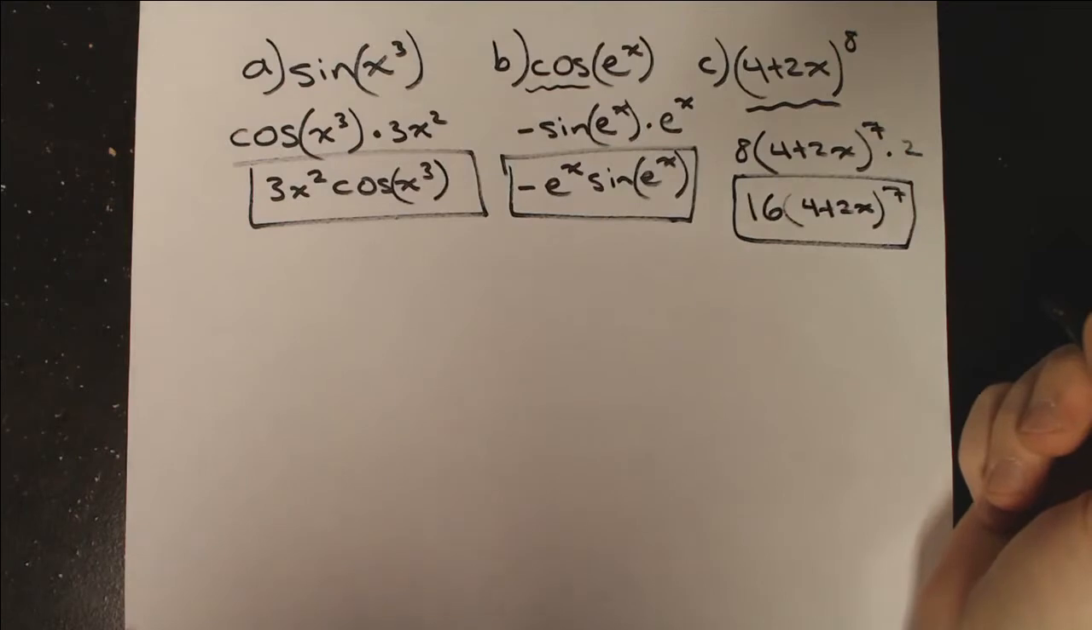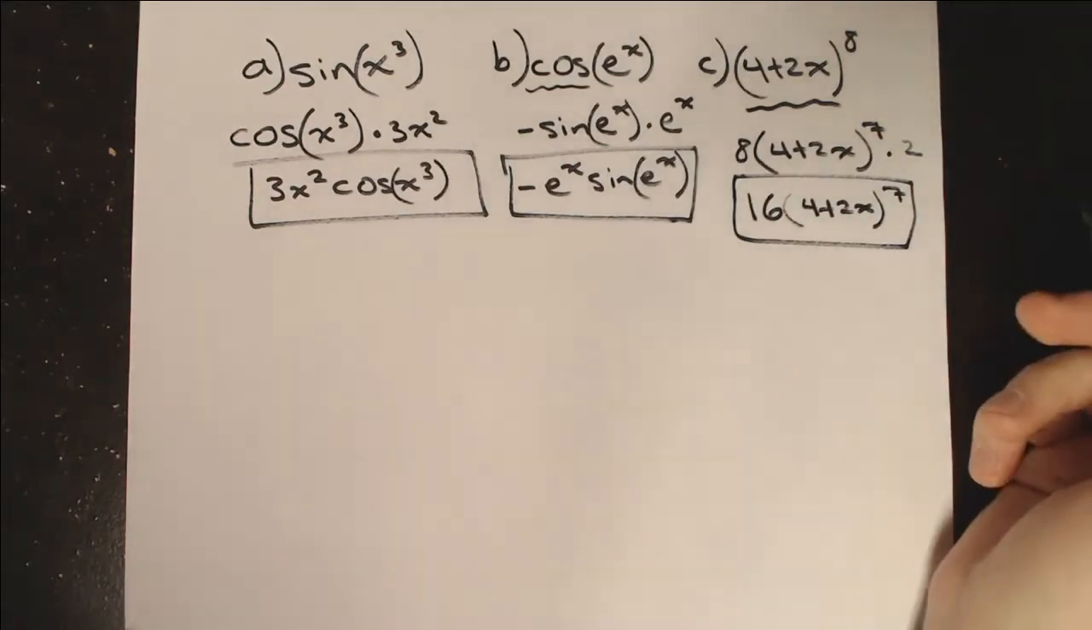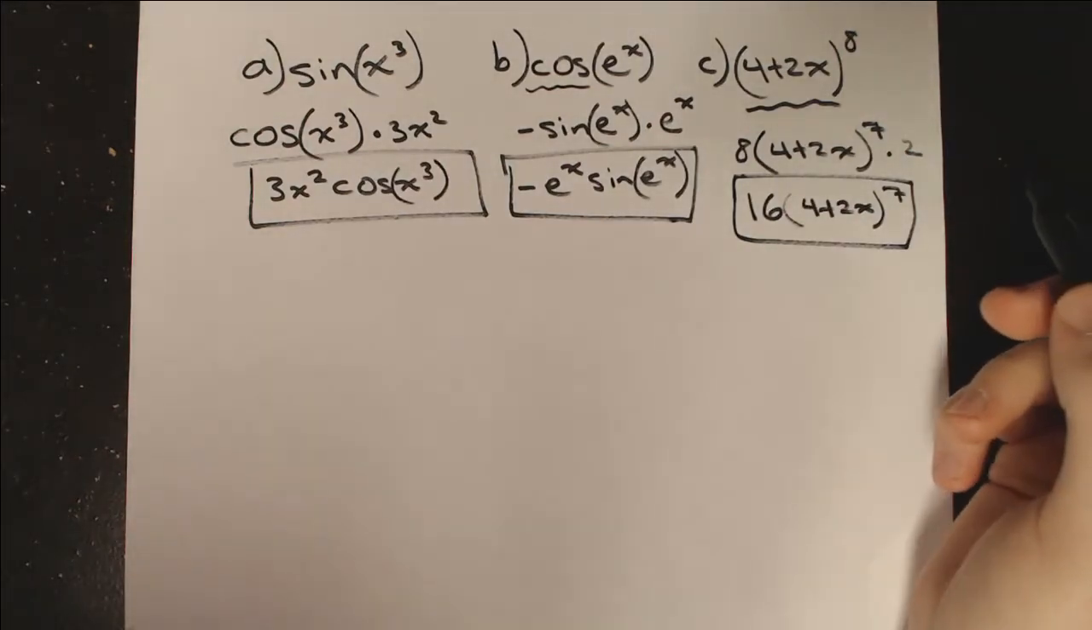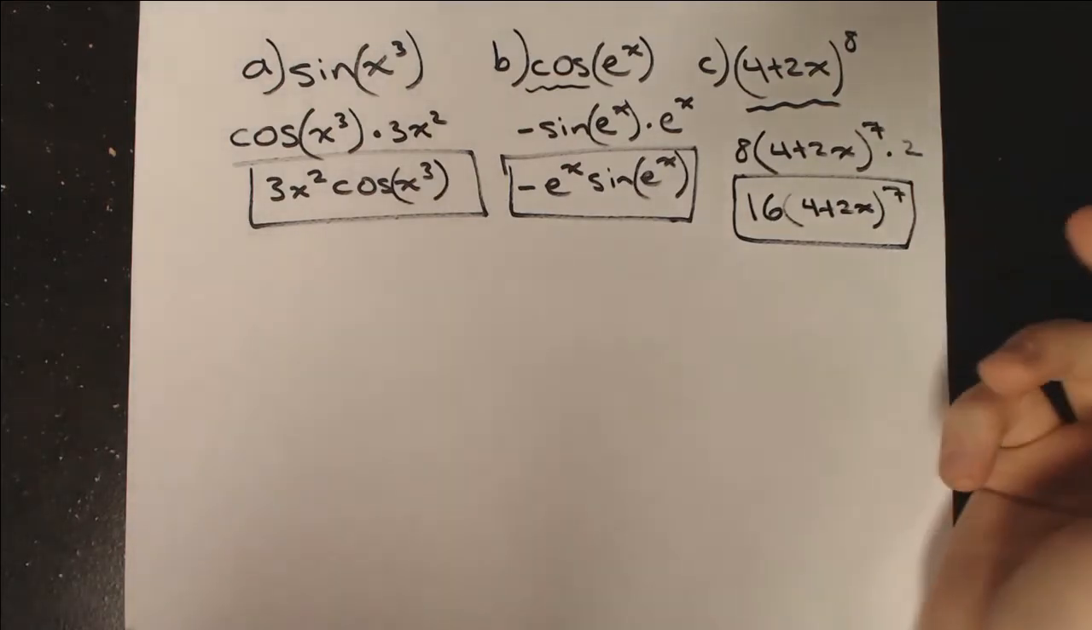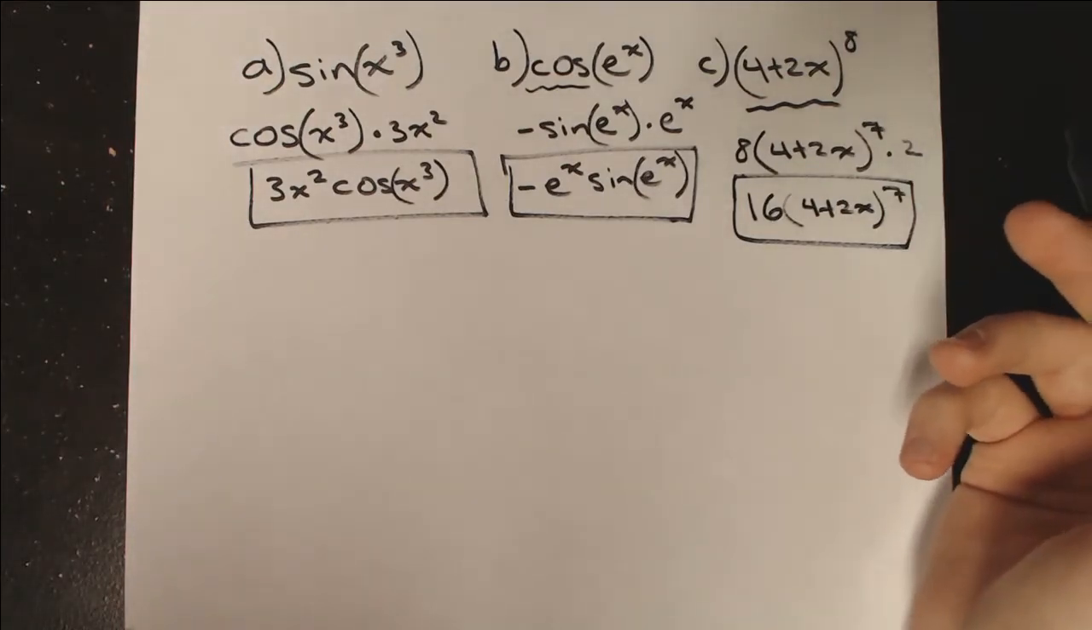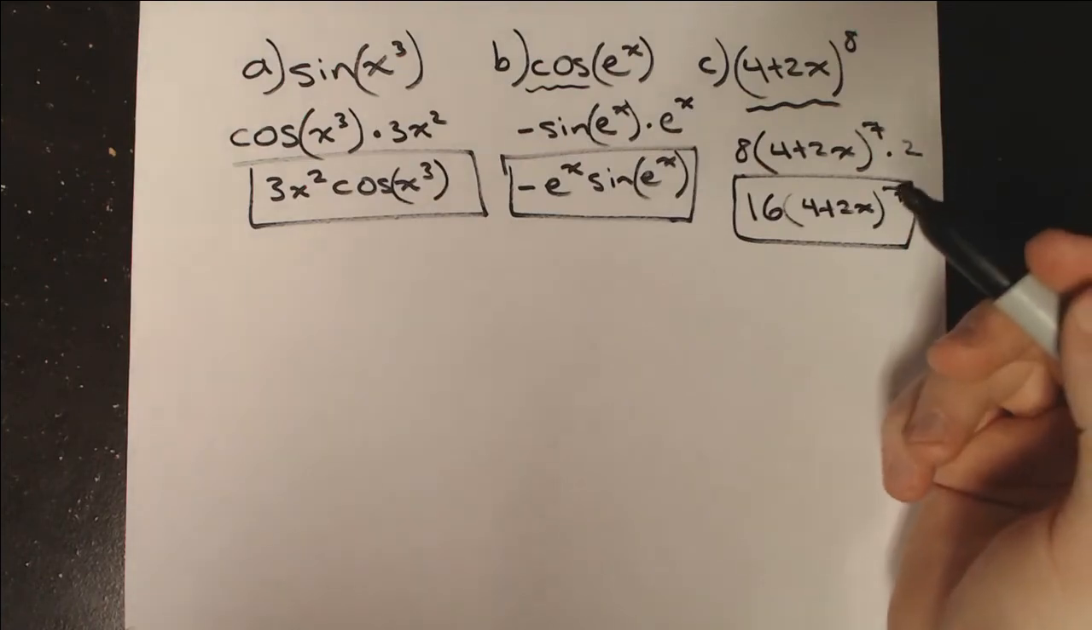So that's a few examples on the chain rule, and the main idea here is just to find our outer function and our inner function, take the derivative of the outer function, leave the inner function alone, and then multiply by the derivative of the inner function.